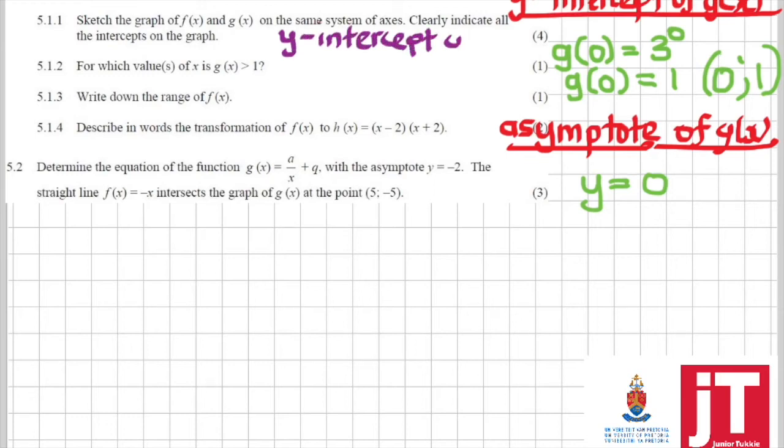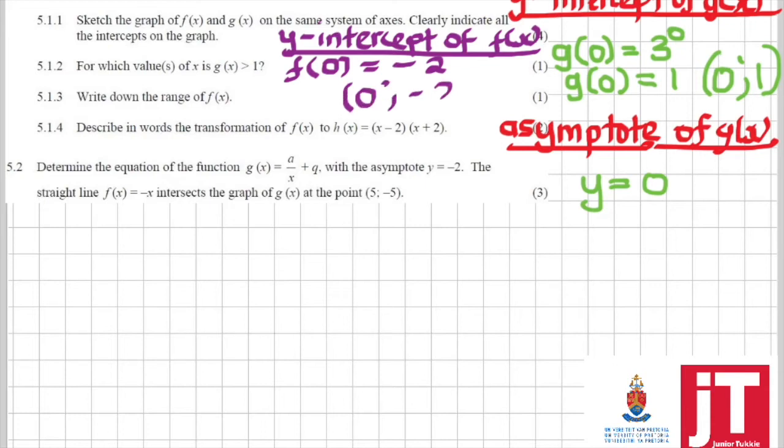So we want to find the y-intercept of f of x. Same routine question. We're going to assume that x is 0. So we get f of 0 is equal to negative 2. And therefore, in coordinate form, it's (0; -2).